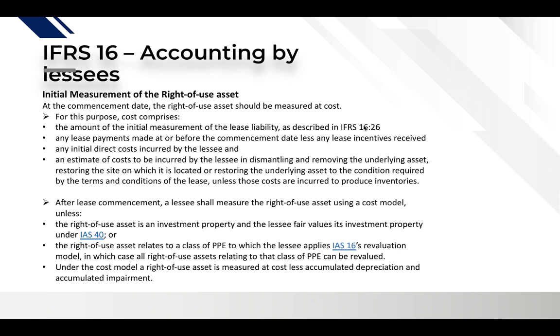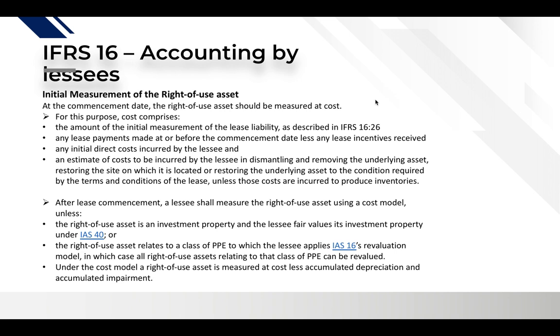Initial measurement of right to use asset. At the commencement date, the right to use asset should be measured at cost. For this purpose, cost comprises the amount of the initial measurement of the lease liability as described in IFRS 16.26. Any lease payments made at or before the commencement date, less any incentives received. Any initial direct costs incurred by the lessee. And an estimate of costs to be incurred by the lessee in dismantling and removing the underlying asset, restoring the site on which it is located, or restoring the underlying asset to the condition required by the terms and conditions of the lease, unless the costs are incurred to produce inventories.